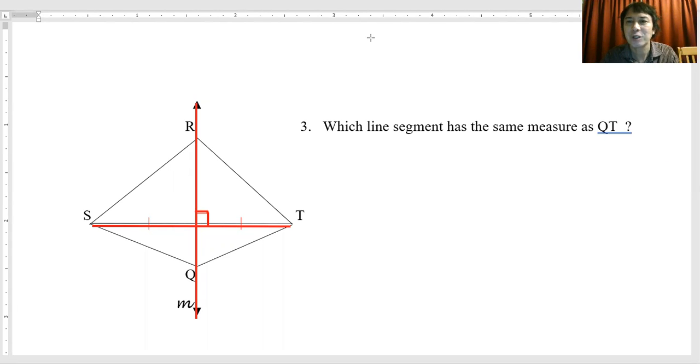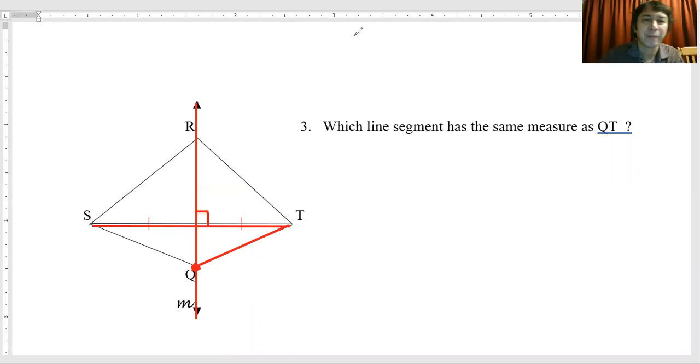Which line segment has the same measure as QT? There is QT. We marked it with another red. Okay, we can actually make use of point Q.